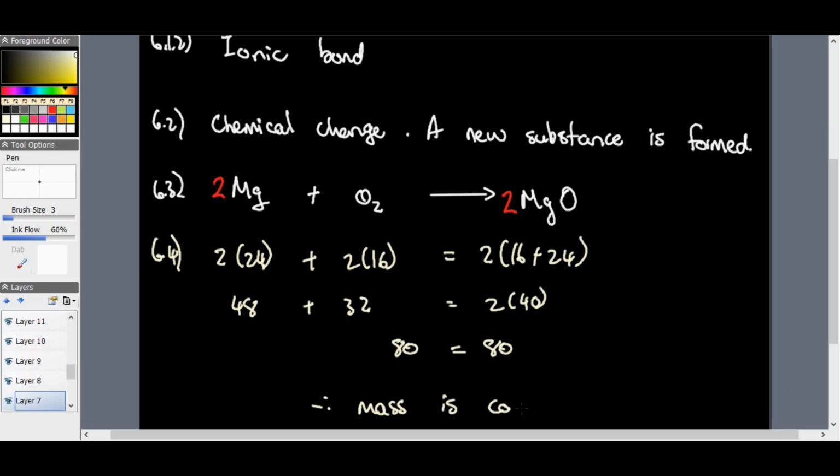What we began with is what we ended up with. In other words, there's no difference in the masses of our reactants and products. The mass of our reactants equals the mass of our products. Hence, mass is definitely conserved. Good for us. And that was question 6.